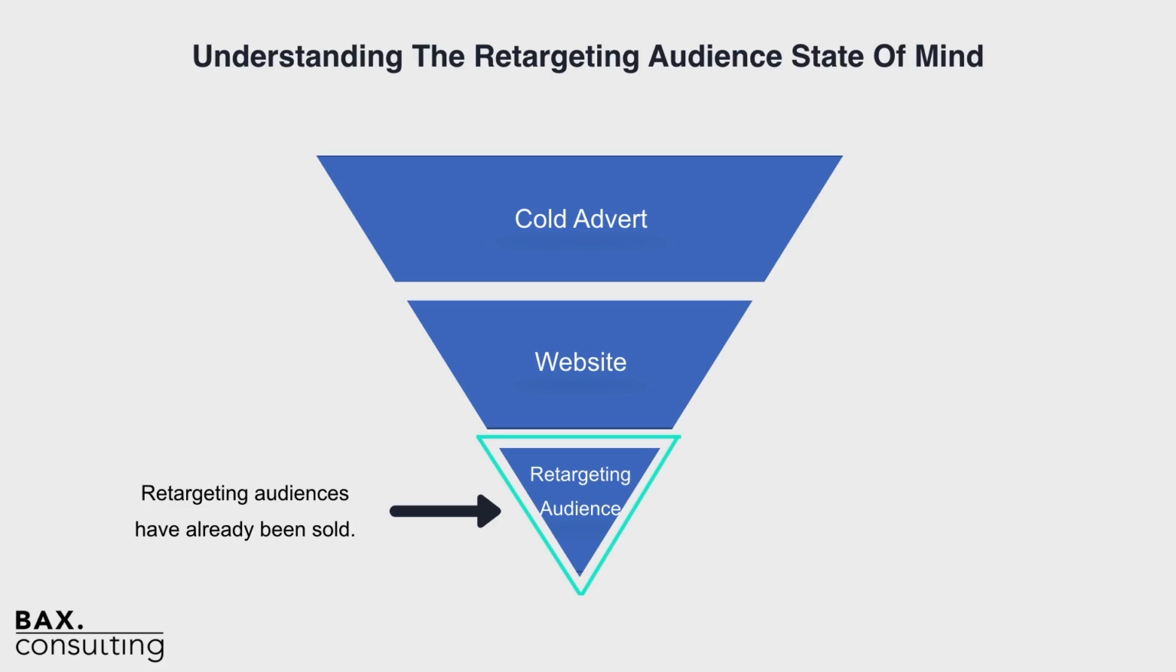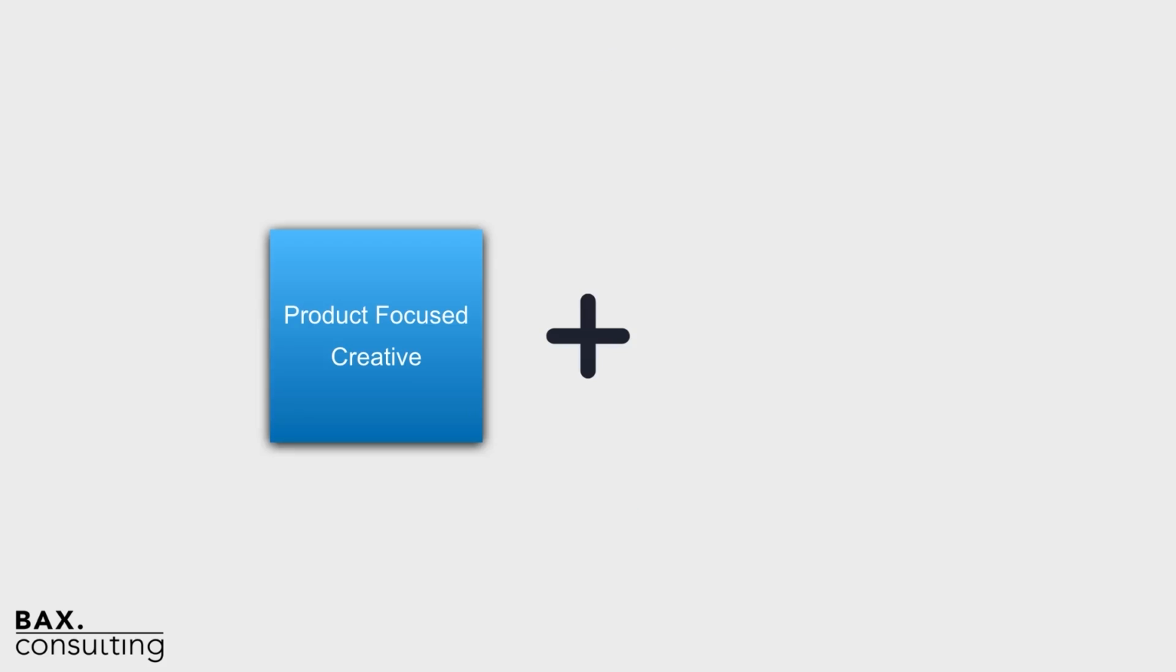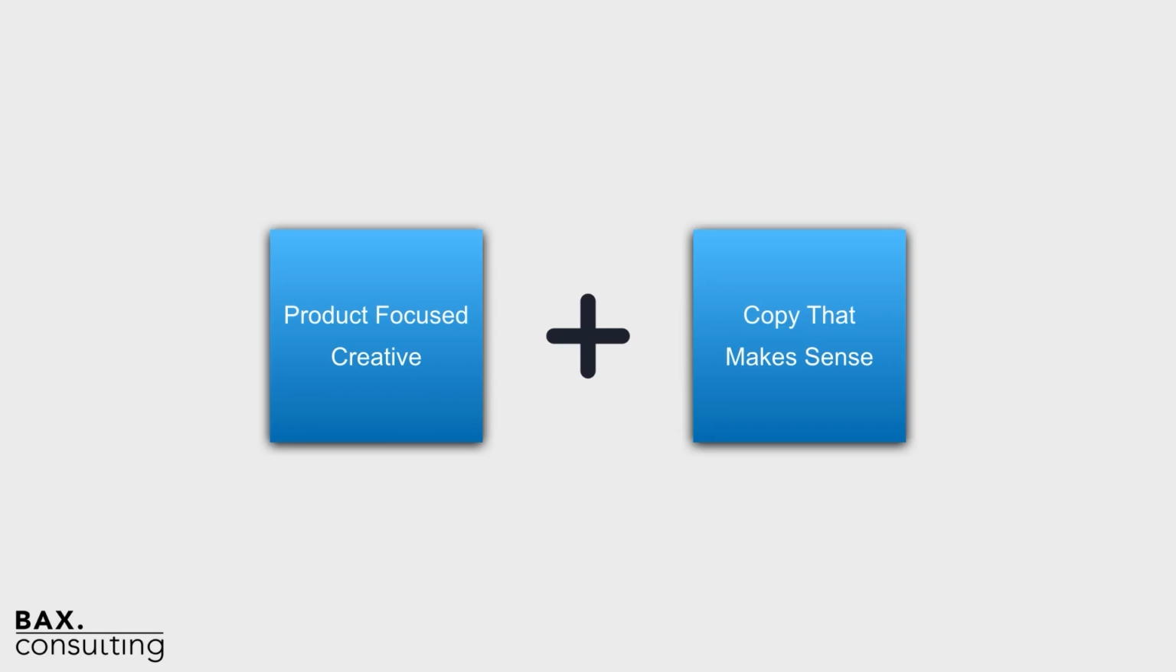Overall, they've already been sold. So if you now run ads to that retargeting audience in the same way that you run ads to your cold audience, they're not going to convert because, as I'm sure you've probably guessed, it's not going to resonate with them. So what you need to do for your retargeting is leverage product-focused creative and copy that makes sense.